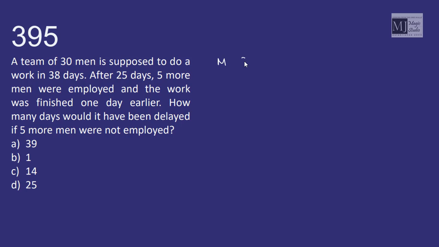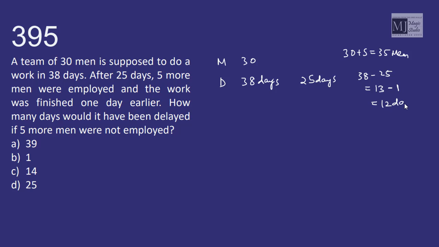A team of 30 men is supposed to do a work in 38 days. After 25 days, 5 more men were employed. Okay, so after 25 days, we have 30 plus 5, that is 35 men working on the project. And the work was finished 1 day earlier. 1 day earlier means now these 35 men have only worked for 38 minus 25, that is 13, and they have finished 1 day earlier. That means they have worked only for 12 days.